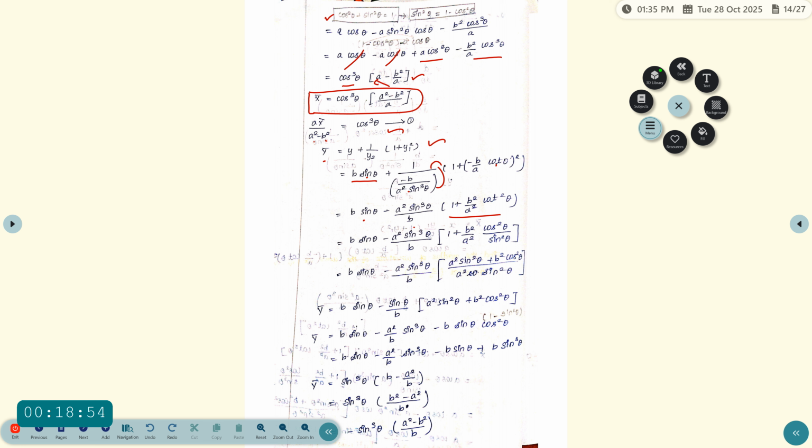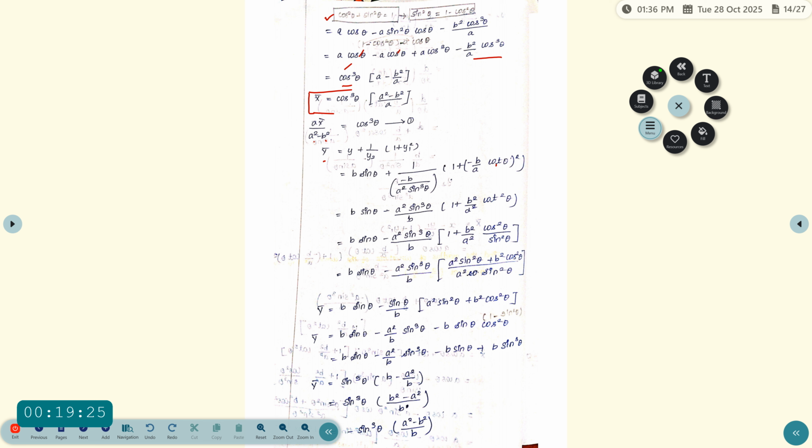And the next step, we can take this as a LCM. If you are taking this as a LCM, a square sin square theta plus b square cos square theta by a square sin square theta into a square sin cube theta by b. And if you are making the simplification, you are getting y bar as sin cube theta into b square minus a square by b. We can take minus outside, minus sin cube theta into a square minus b square by b.